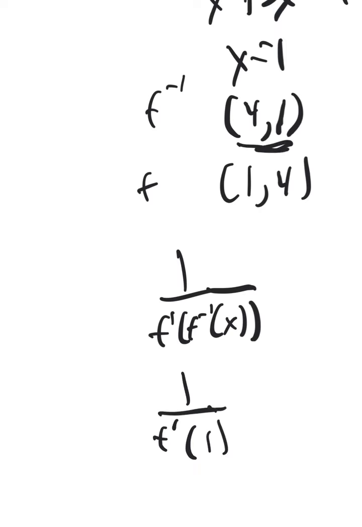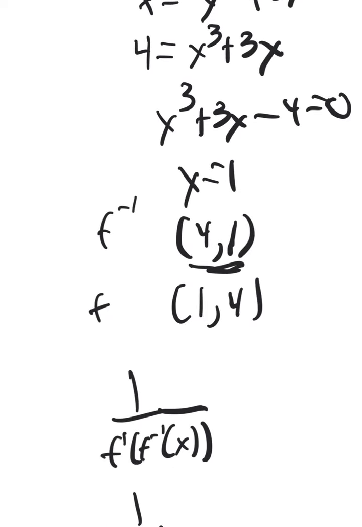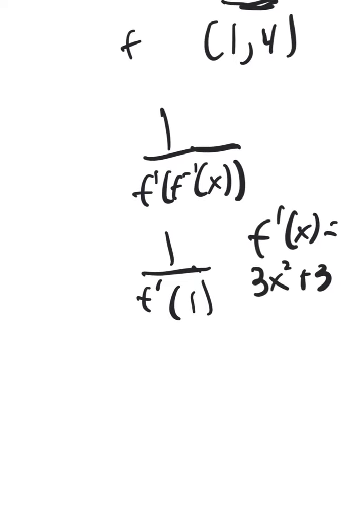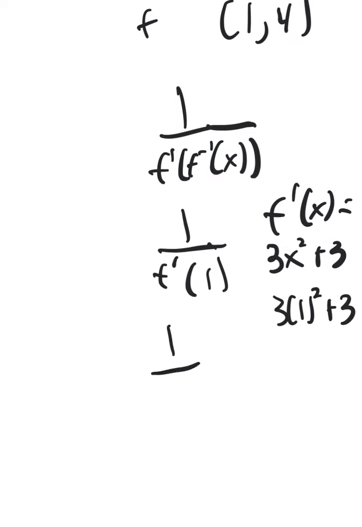So now what's f prime of 1? If we go back up to our original function, we see that it's x cubed plus 3x, and its derivative is 3x squared plus 3, right? So f prime of x equals 3x squared plus 3. Now if we plug in 1, we get 3 times 1 squared plus 3, and that's just 6. So the answer is 1 over 6.